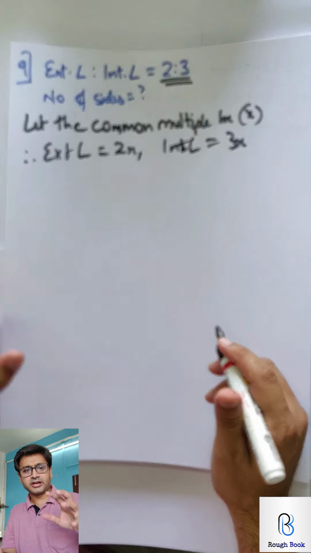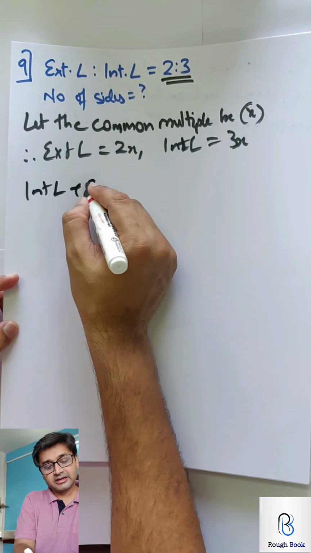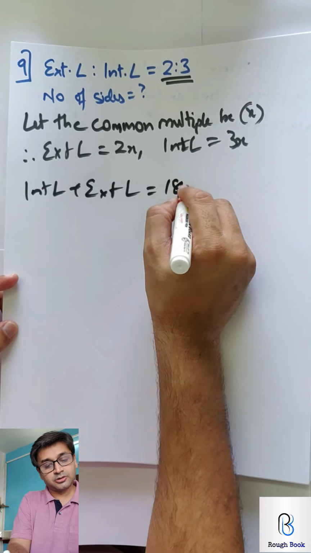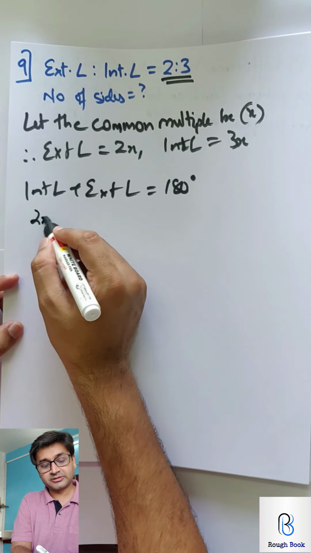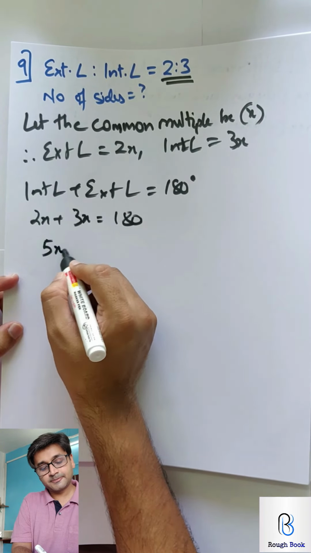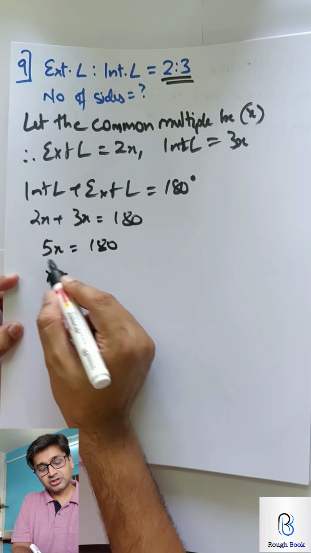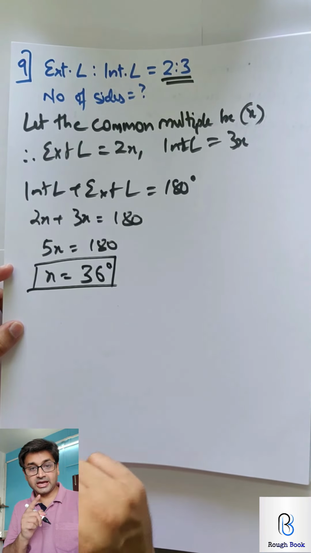Using these two, what can I use? Right now we just use this. Yes, interior angle plus exterior angle together is 180. So exterior angle is 2x, interior angle 3x. So 5x equals 180. So x becomes how much? 5 3s are 15, 36. I managed to get x.